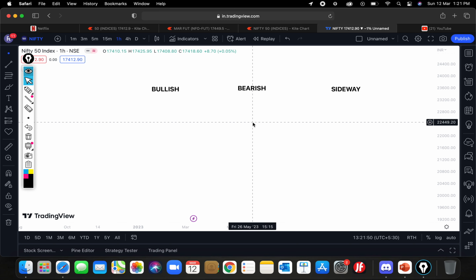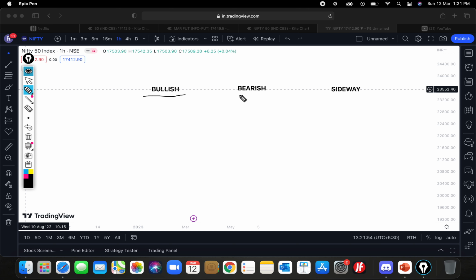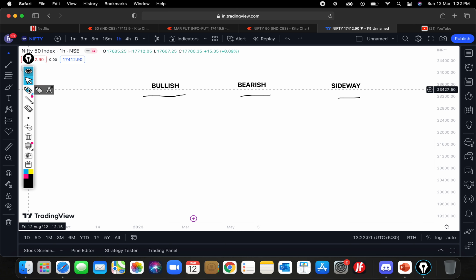So there are totally three different market trends: a bullish market trend, a bearish, and a sideway. A bullish market trend is nothing but if a market is going in the upward direction, then it is known to be bullish. If a market is falling down, it is known to be bearish. And sideway is nothing but if a market is trading in a particular range, it is known to be a sideway market.